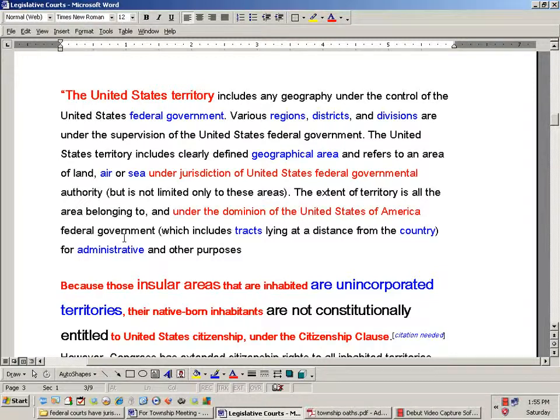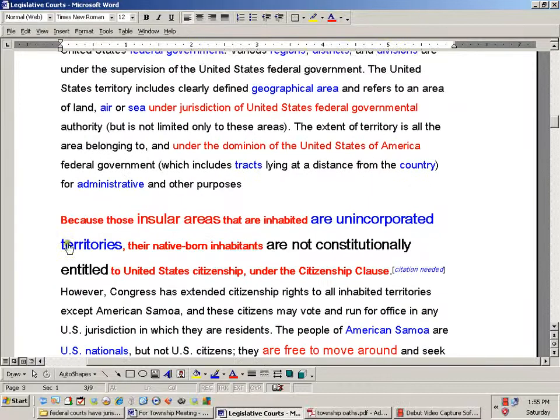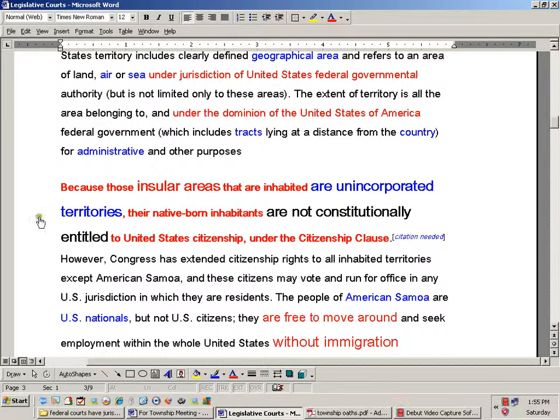Once you claim it as your island, it's surrounded by a foreign nation. It just became your embassy. Because those insular areas that are inhabited are unincorporated territories, the native-born inhabitants are not constitutionally entitled to United States citizenship under the Citizenship Clause.